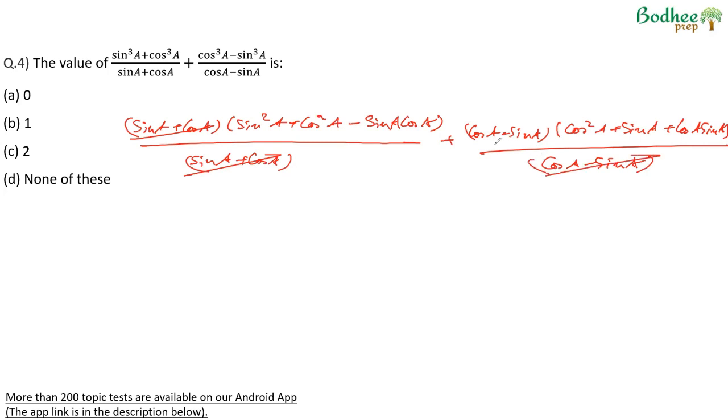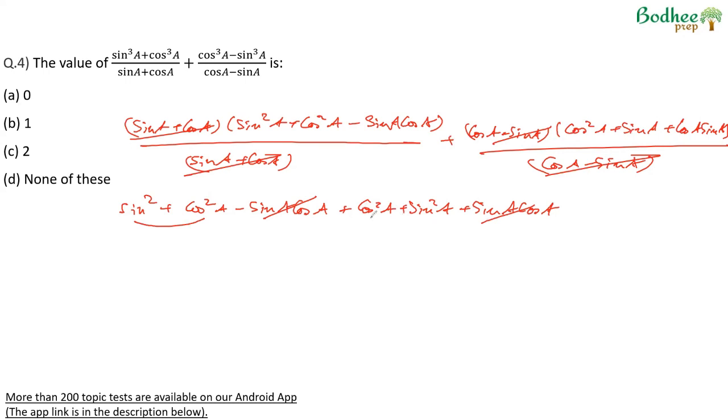Again, this gets cancelled. So we are left with sine square A plus cos square A minus sine A cos A, plus cos square A plus sine square A plus sine A cos A. Sine A cos A plus and minus cancel out. Sine square A plus cos square A is 1, cos square A plus sine square A is 1, therefore 1 plus 1 value becomes 2, option C.